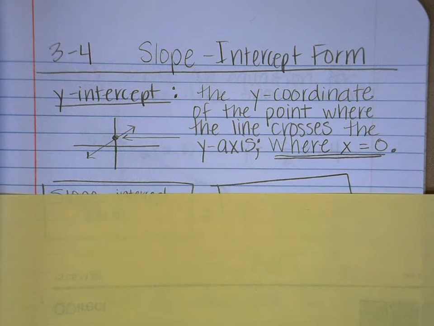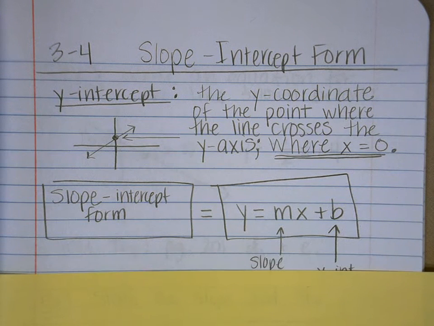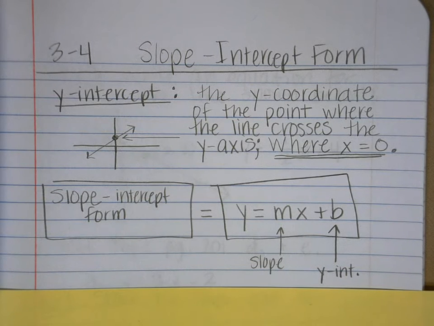The equation that we use, the slope-intercept form, is y equals mx plus b. The b is our y-intercept now. So we're just adding to the y equals mx, but we're adding the b. The b is the y-intercept. We call this slope-intercept form.